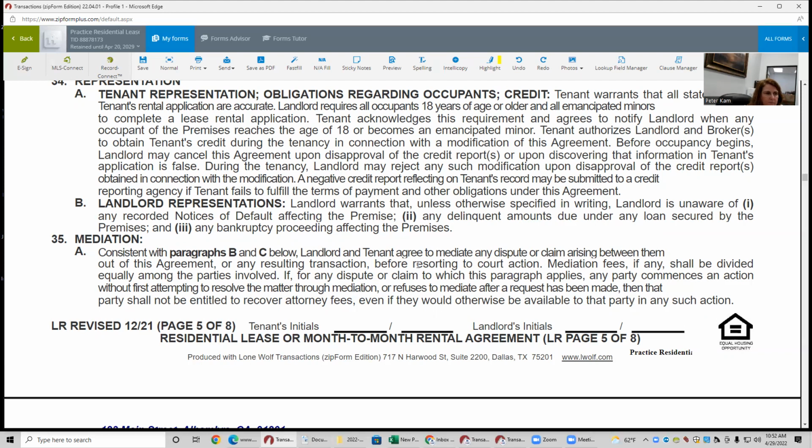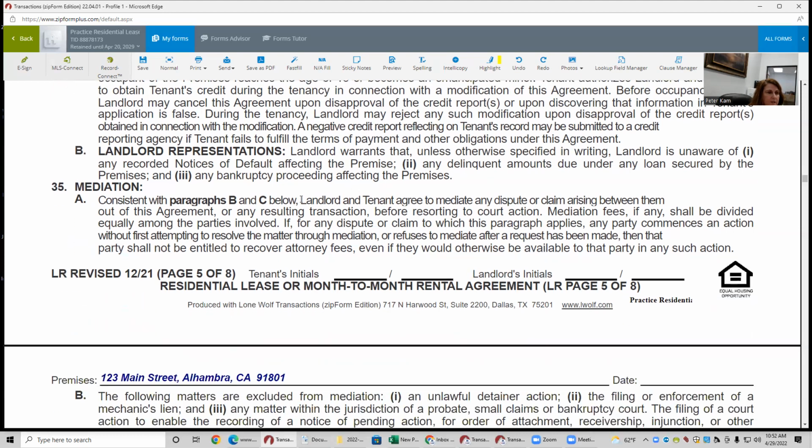So the landlord represents that they're not aware of any recorded notices of default affecting the premises, any delinquent amounts due under any loan secured by the premises, and any bankruptcy proceedings. So the landlord makes those representations to the tenant.